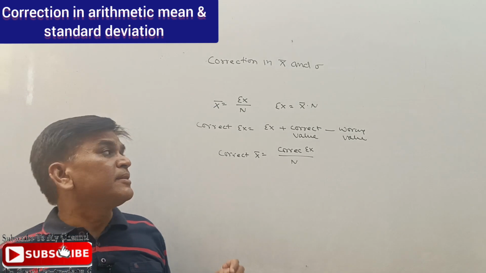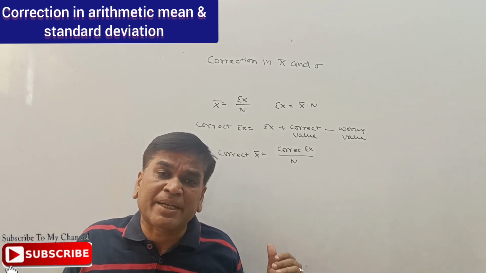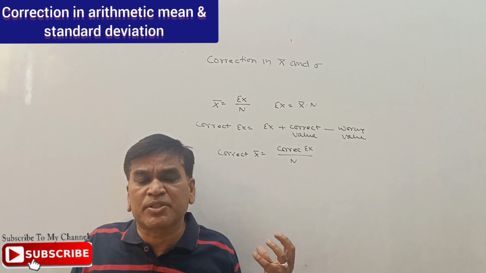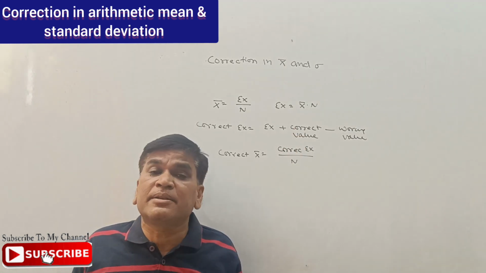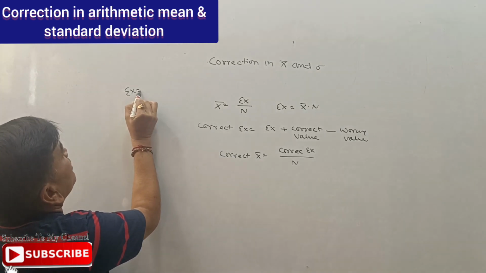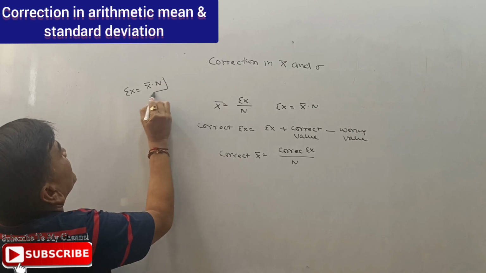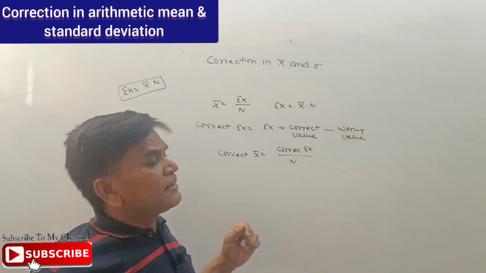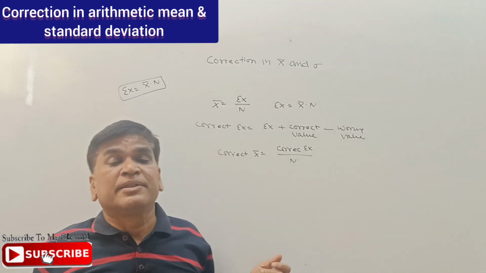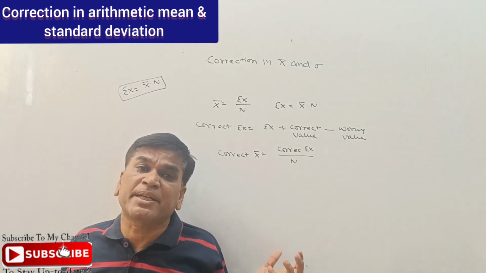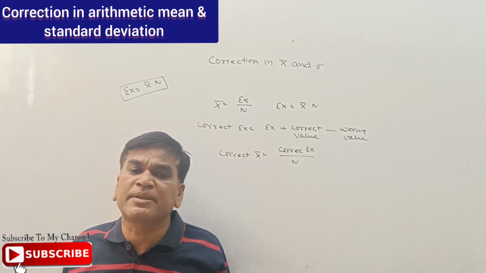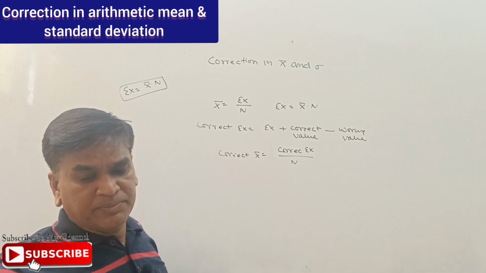So, to get the correct arithmetic mean, firstly we will calculate sigma x. For calculating sigma x, the formula is x bar multiplied by n. Then, in sigma x, we add the correct value and subtract the wrong value to get the correct sigma x. Then further we can do whatever we need to do.